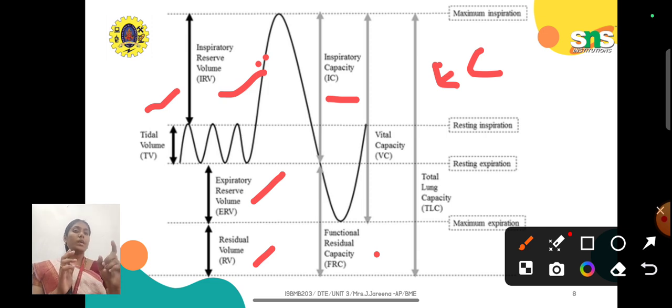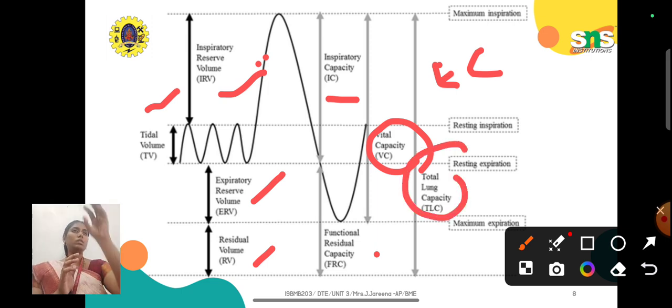Next one is the vital capacity. The vital capacity is made up of the first three volumes, that is inspiratory reserve volume, expiratory reserve volume and tidal volume. The combination of all three volumes is called vital capacity, that is VC. And total lung capacity is very simple, that is the whole volume. If you add all four volumes, inspiratory reserve volume, tidal volume, expiratory reserve volume and residual volume, you get the total lung capacity of a particular person.